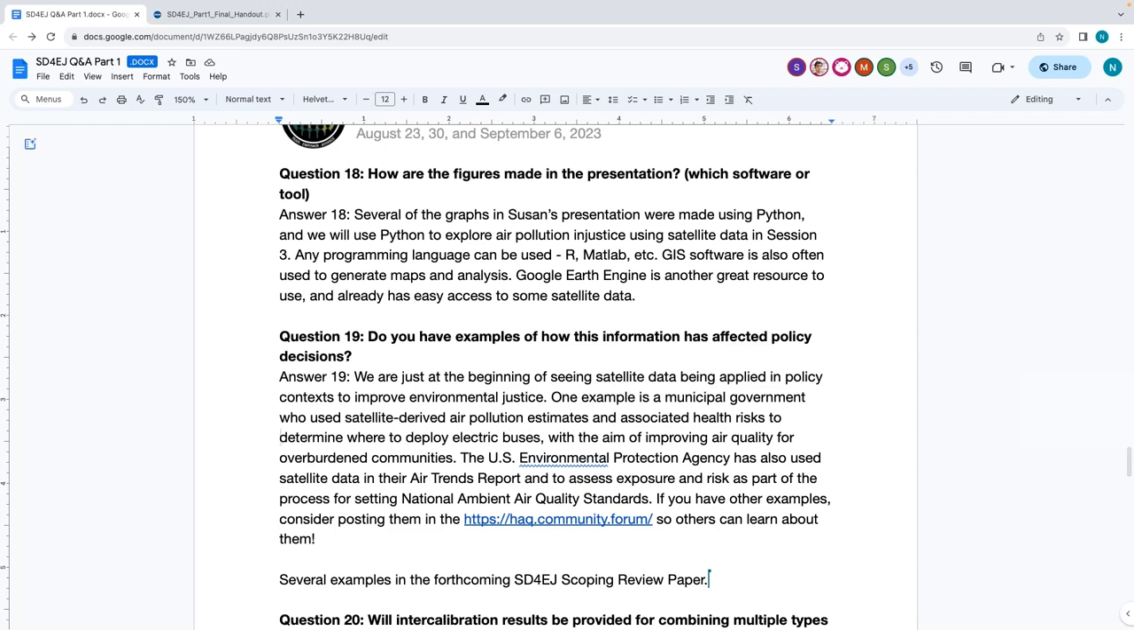Another article, this will be my last example, was that one of the studies specifically looked at the Clean Air Quality Act, and they showed that even though air quality has improved over time, there was a definite increase in some communities of having higher disparities. So the satellite data can be used as an objective evidence.